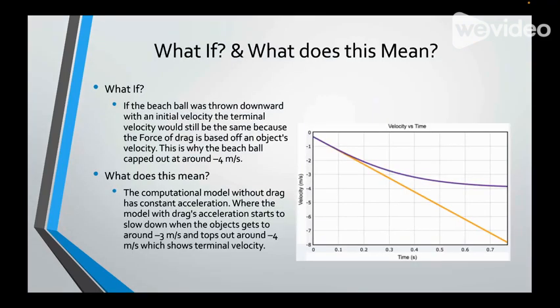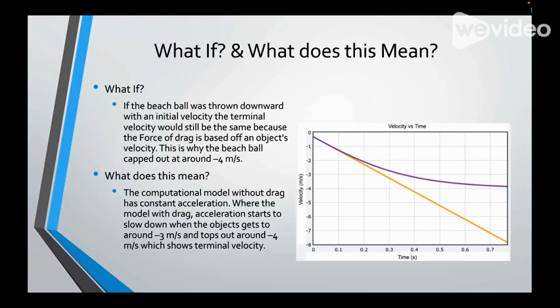What if, and what does this mean? What if the beach ball was thrown downward with initial velocity? The terminal velocity would still be the same because the force of drag is based off the object's velocity. This is why the beach ball capped out at around -4 meters per second.